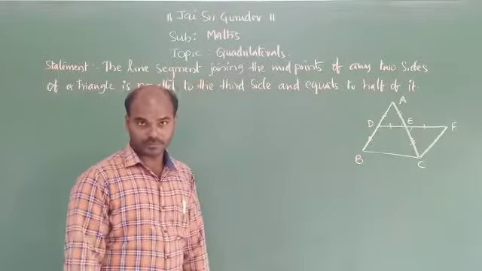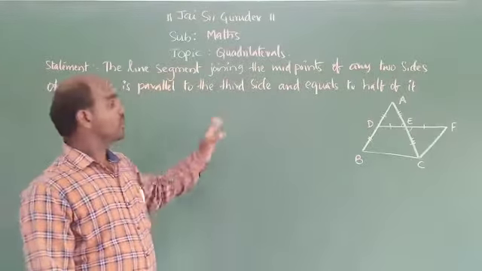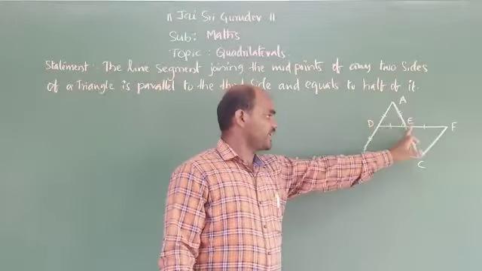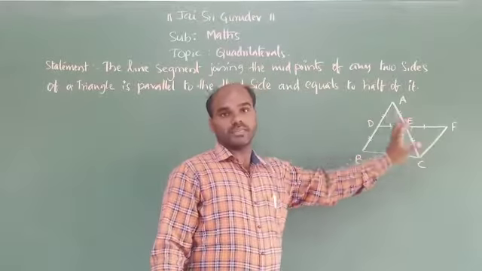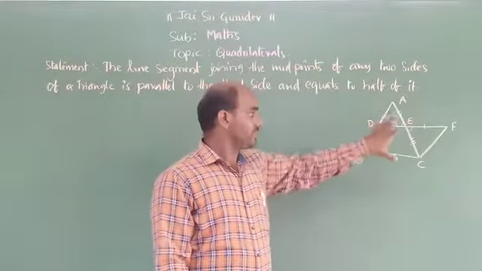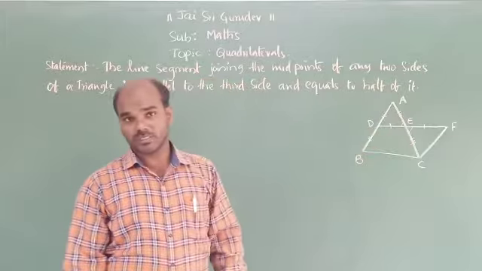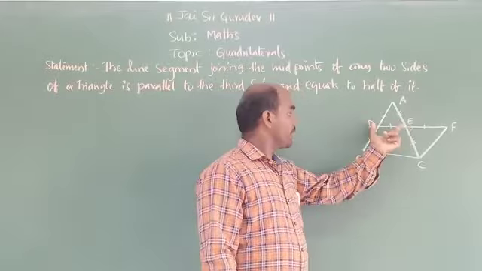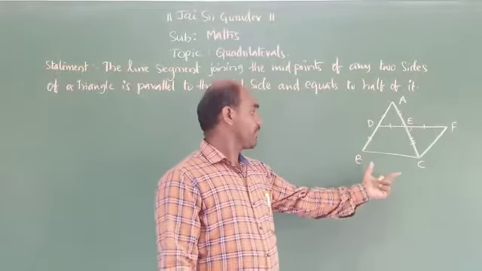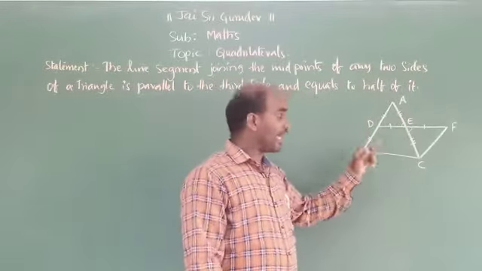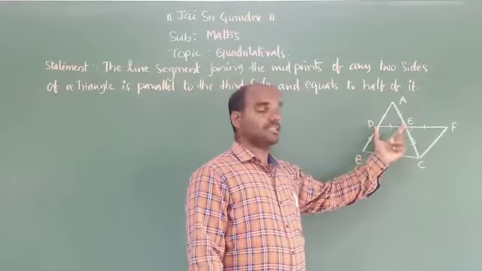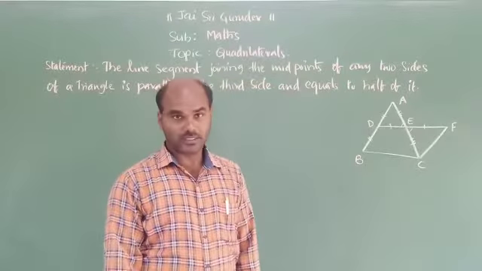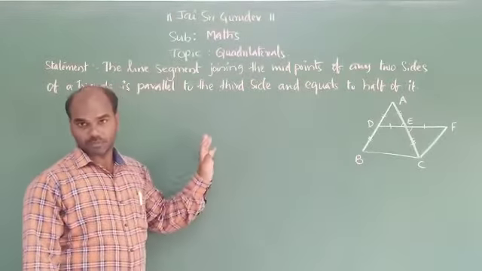You have to prove that. So what is given, children? In triangle ABC, the midpoints of two sides are D and E. While joining them, what you want to prove is that this line is parallel to BC, and the second one is that the length of DE is equal to half of BC. We have to prove that. Yes, hello children. So that is what we need to prove.